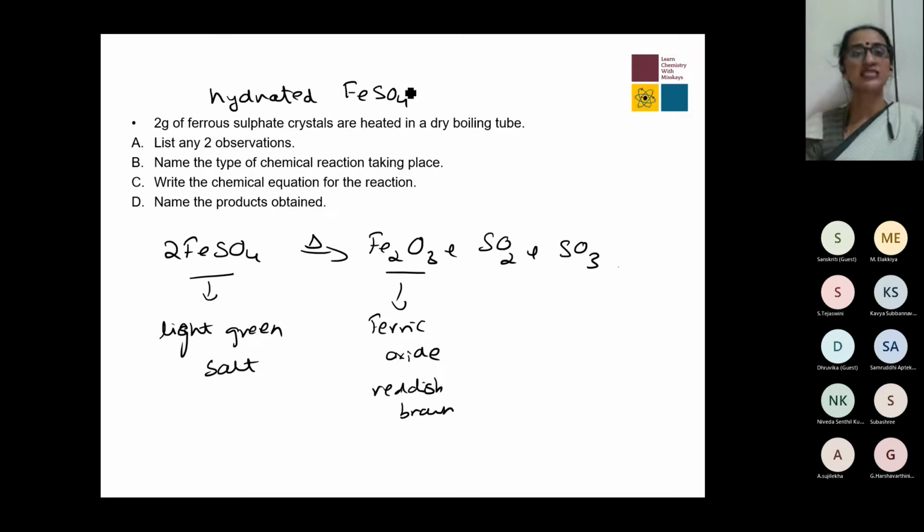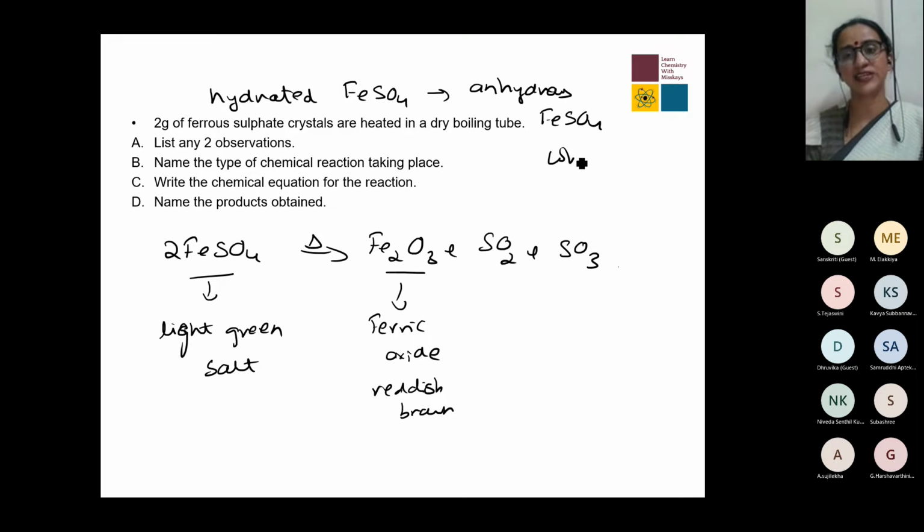Once this is heated, the first thing that will happen is loss of your water of crystallization, and it will become anhydrous ferrous sulfate. And anhydrous ferrous sulfate is actually white. So from white, it will then become your reddish brown. Once it decomposes further, it will become reddish brown. So I think we've written all of the answers for this question in this one particular thing.